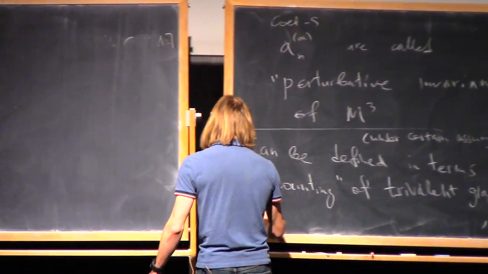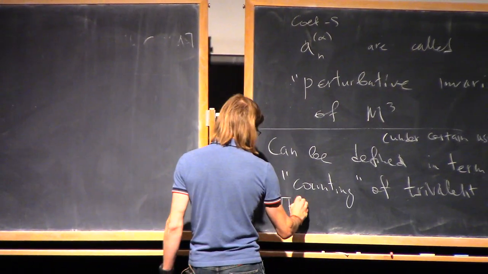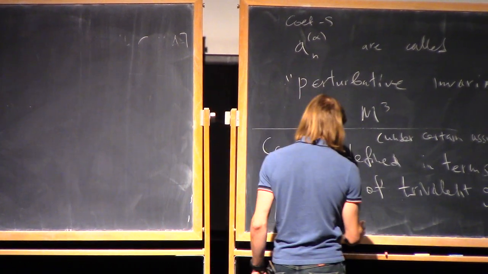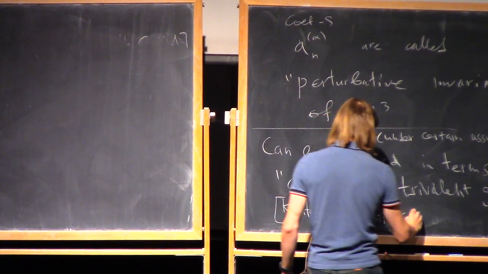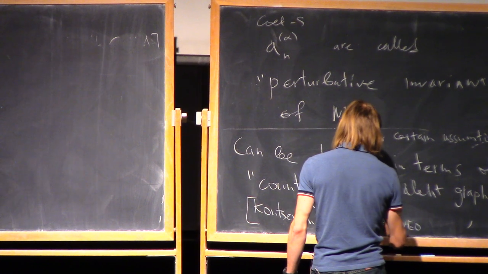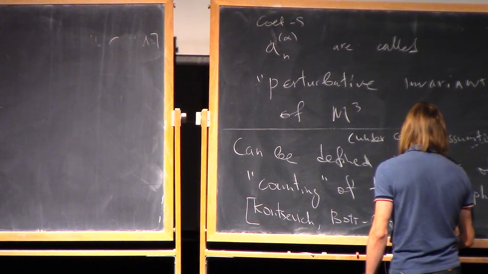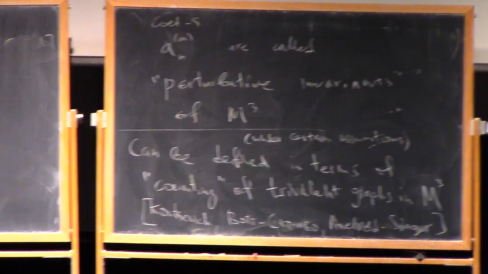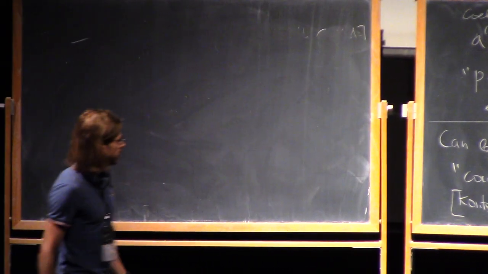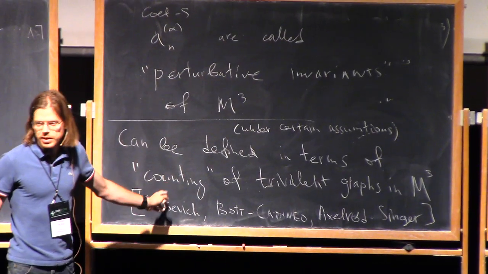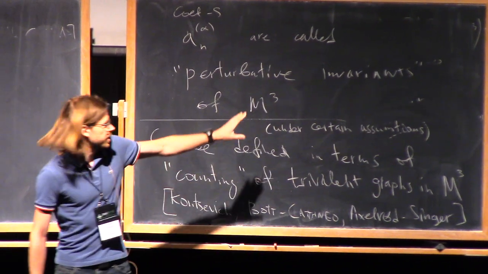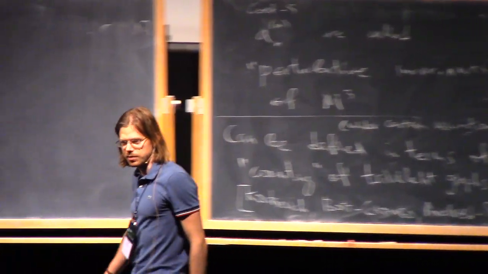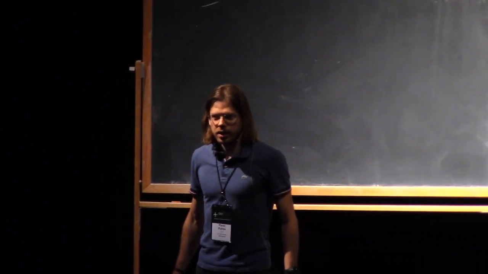On the mathematical level of rigor, this was considered by Kontsevich, in work from the 90s, and also Bott, Cattaneo, and Axelrod-Singer. Are these people cited because they define the trivalent graph count, or because they show that it's equal? No, they define this count. They didn't show this. They just define those independently, and then you can make a stronger conjecture that those are the same. And the nature of the assumptions is things like the critical points being isolated.